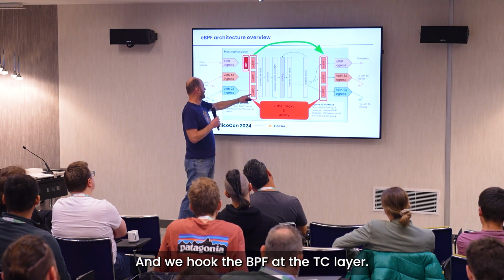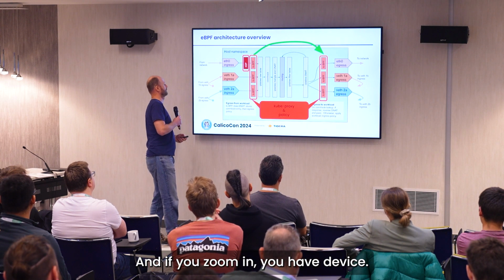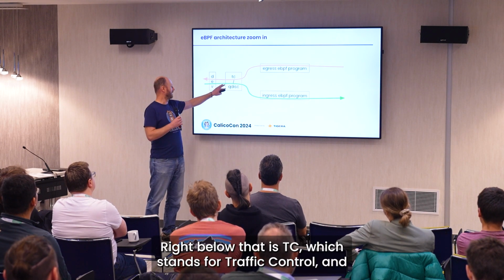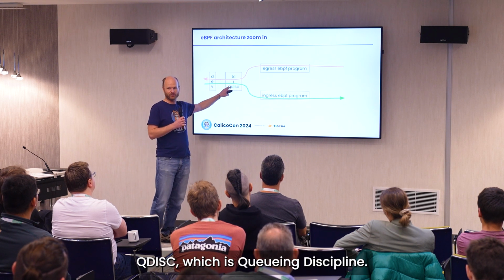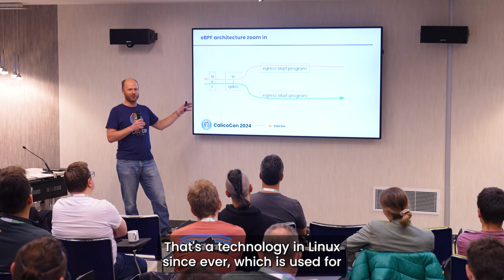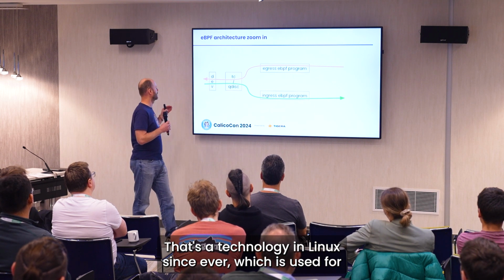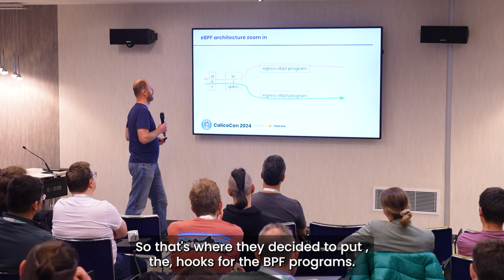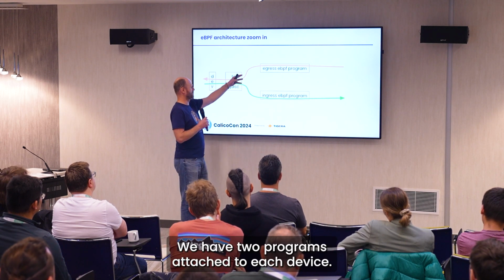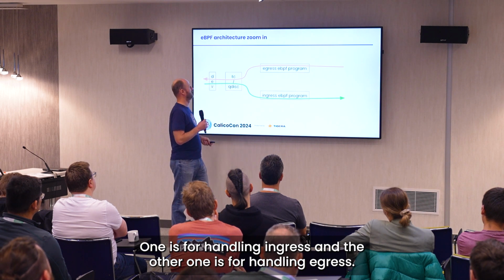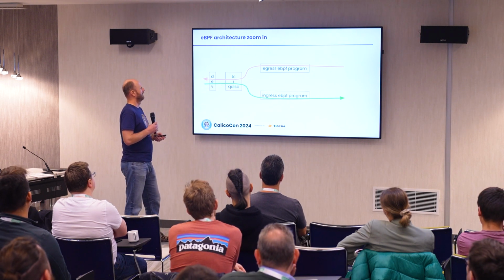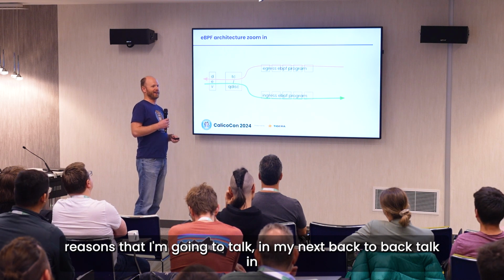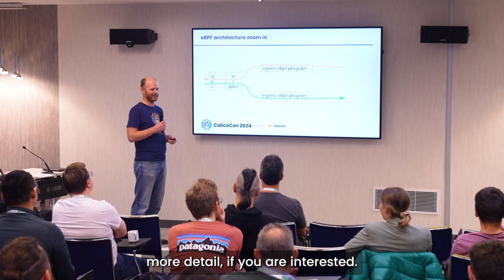And we hook the BPF at the TC layer. And if you zoom in, you have the device. Right below that is TC, which stands for traffic control, and QDisc, which is queuing discipline. That's a technology in Linux since forever, which is used for traffic shaping and filtering. So that's where they decided to put the hooks for the BPF programs. We have two programs attached to each device. One is for handling ingress, and the other one is for handling egress. As the project evolves, it's actually a whole chain of programs for reasons that I'm going to talk about in more detail in my next back-to-back talk, if you are interested.